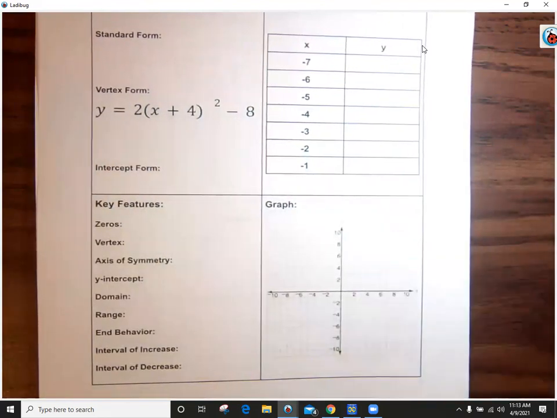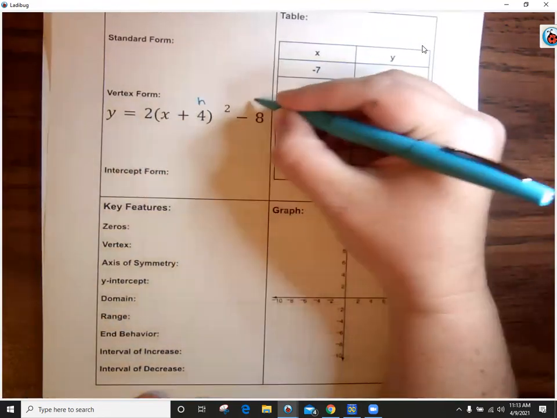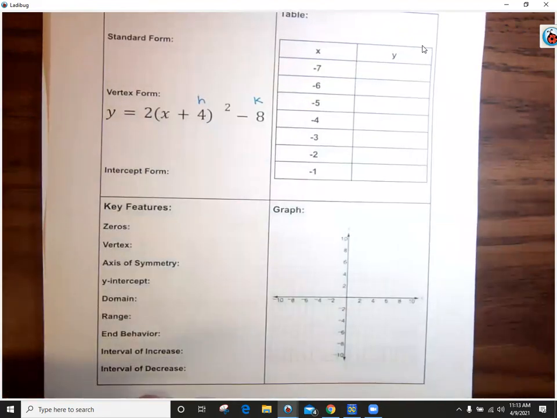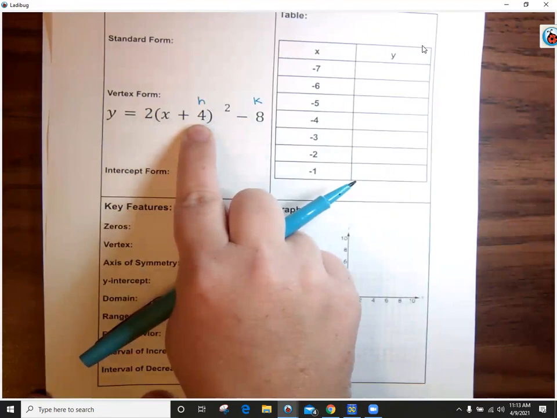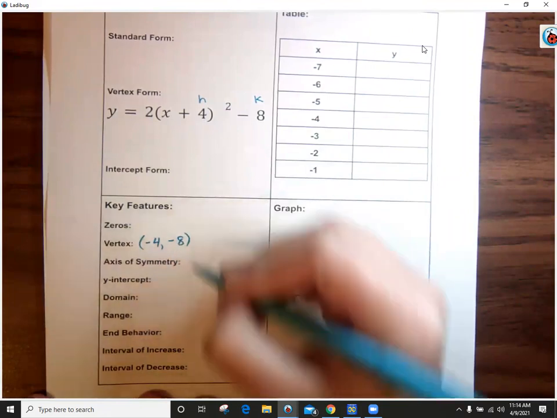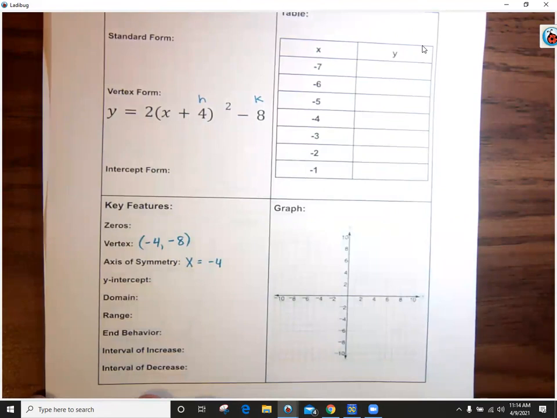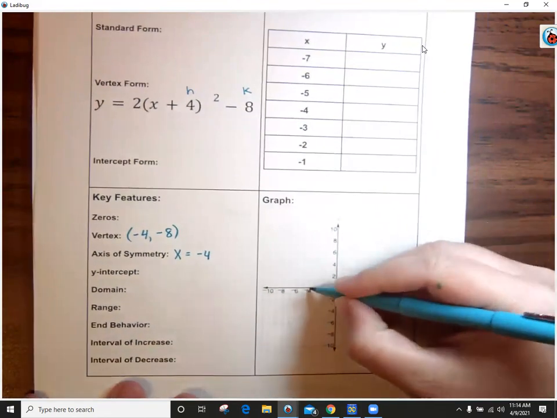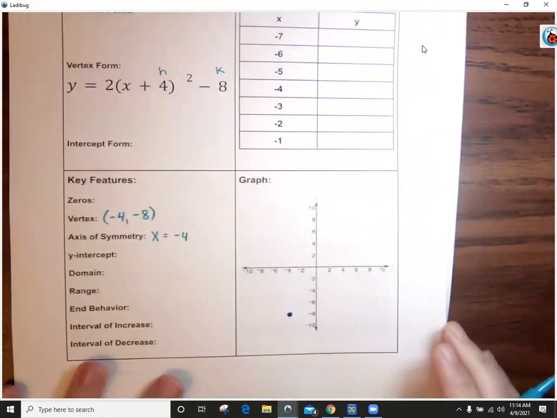What do you have to know first to make a parabola graph? The vertex. So we're in luck on this one because it's in vertex form. So this h and k give us the vertex. But the h is opposite of how it looks. So our vertex is actually (-4, -8), which means the axis of symmetry is x equals -4. So I'm going to graph the point (-4, -8), and that's going to be the first point on the graph.